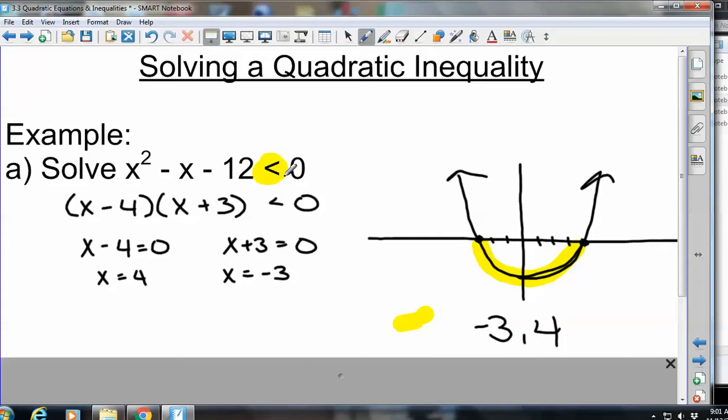Parentheses. There's no equal to there, so I don't want to include when it equals 4. So in this case, they're both parentheses. What that says is any x value between negative 3 and 4 would make this original inequality negative. If I plugged in a 2, I get 4 minus 2 minus 12, that's less than 0. I can check it really quickly.